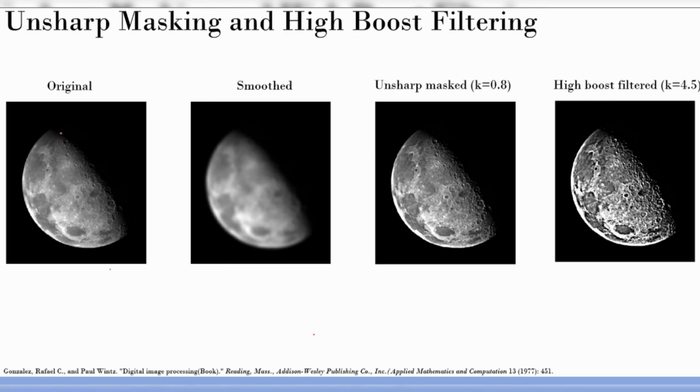So you have the original image, again the same moon image. I smooth it, I heavily blurred it, it looks pretty useless, but not really, because I subtract between these two, I get the unsharp mask image, sorry, the mask image, and then what I do is I add that back to the original image. By a factor of 0.8 I get this, by a factor of 4.5 I get this particular thing. So you see the difference?